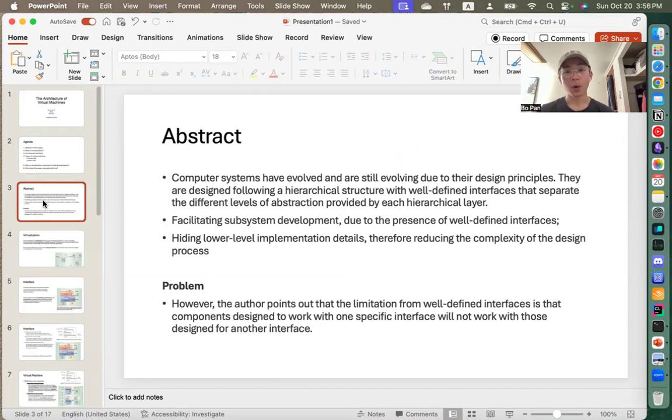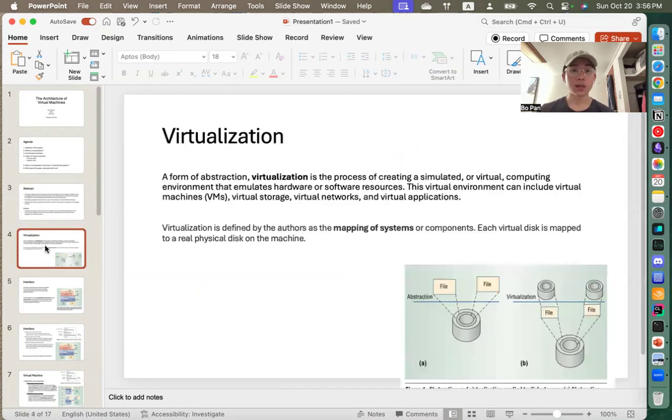However, the author points out that the limitation from well-defined interfaces is that the component designed to work with one specific interface will not work with those designed for another interface. And that is where virtualization comes in. It is a form of abstraction.